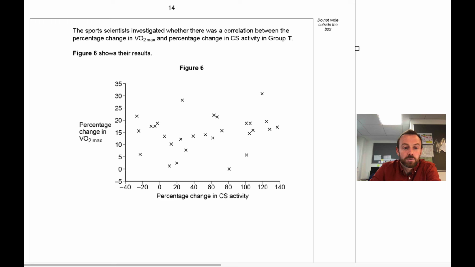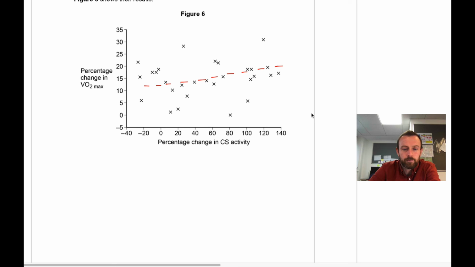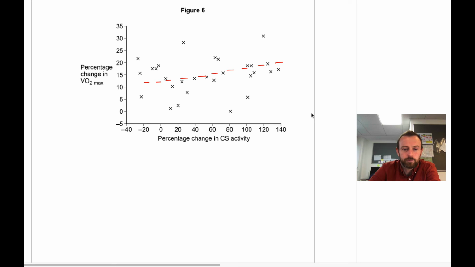Okay, moving on. The sports scientists investigated whether there was a correlation between the percentage change in VO2 max and the percentage change in citrate synthase activity. Maybe a little bit. Maybe there's a line that goes a bit like that, slightly up, but it's pretty vague. Okay.